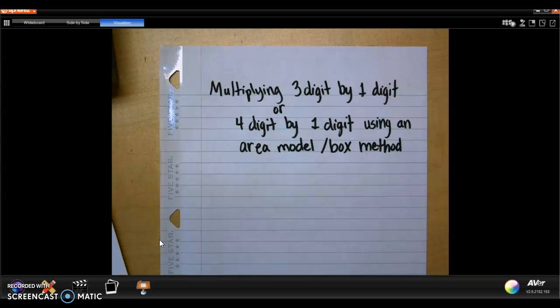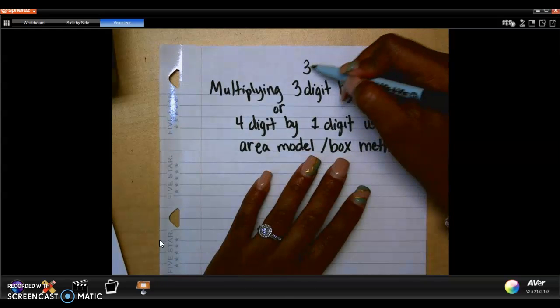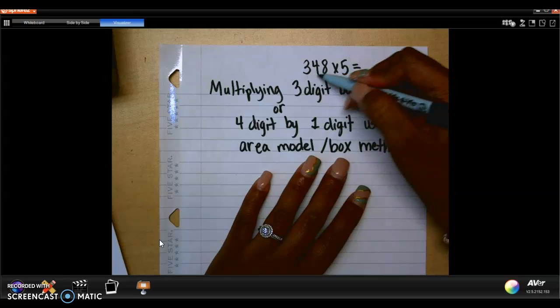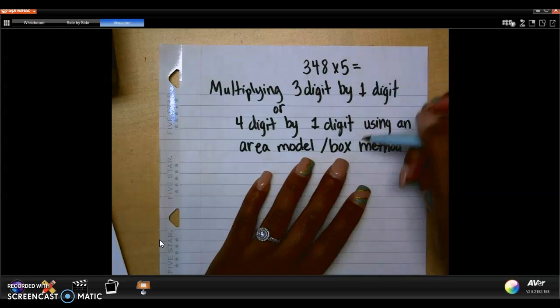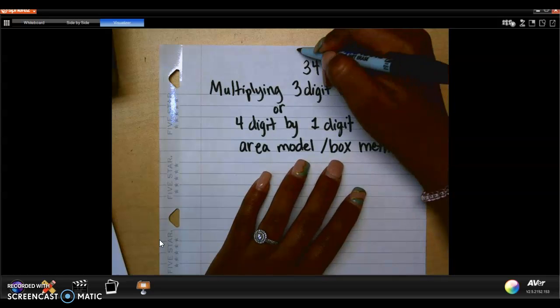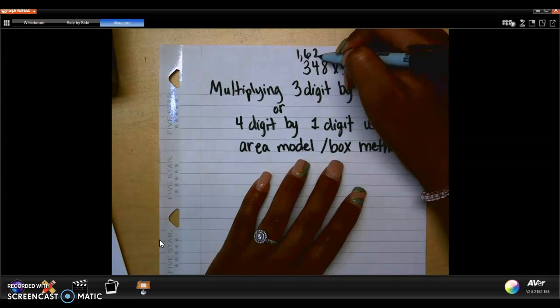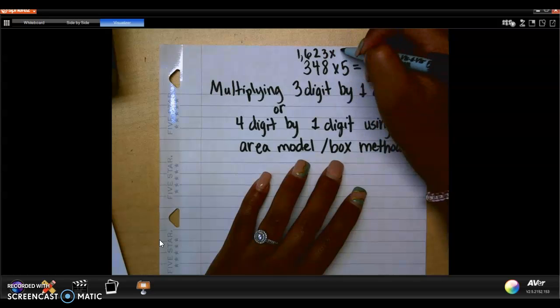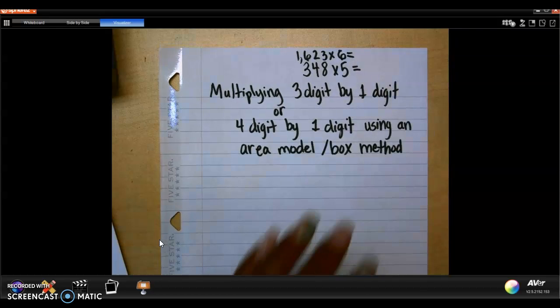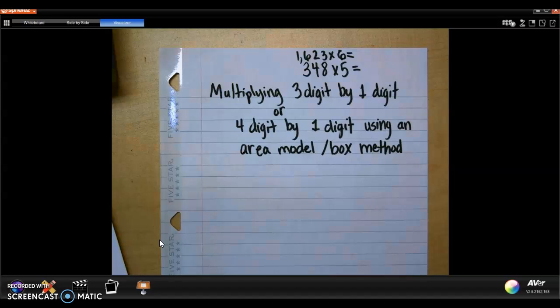So we've been learning how to multiply 3-digit by 1-digit, which will be something like this. A 3-digit number by a 1-digit number, or a 4-digit number by a 1-digit number. An example of a 4-digit number: 4 digits times a 1-digit, okay? So we've been learning how to do that with a few different means.